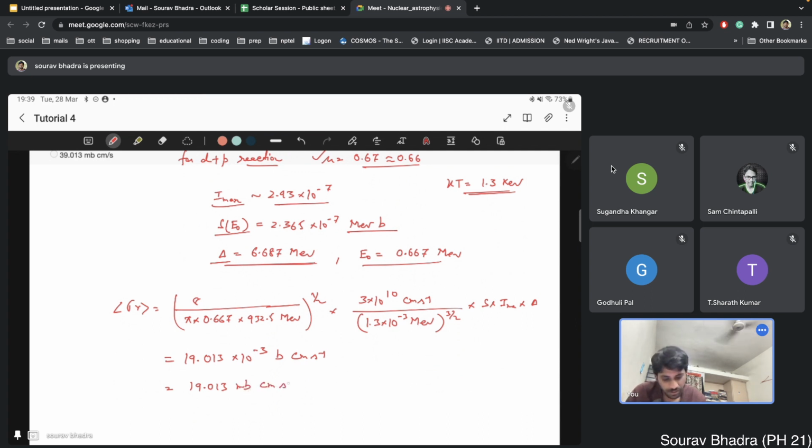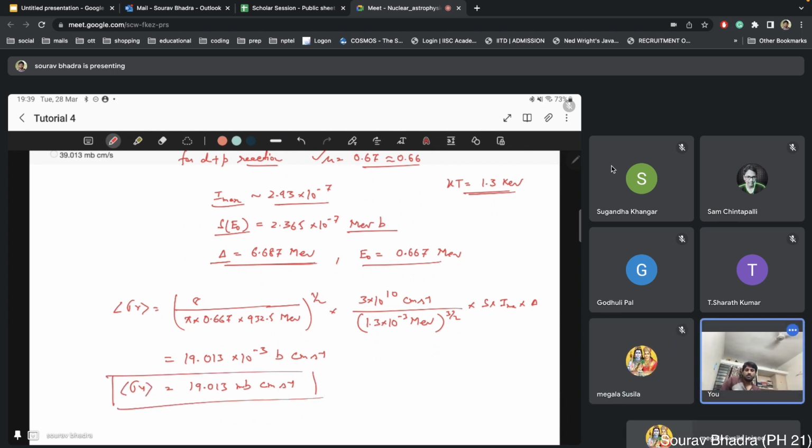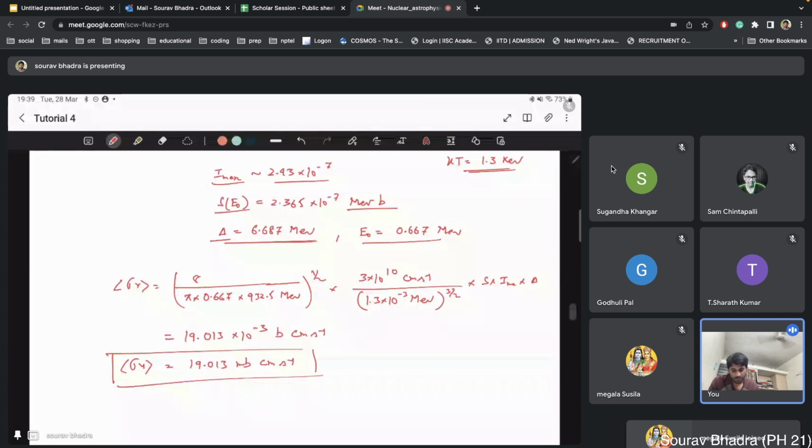That is your reaction rate. You can see sigma should have a unit of length square, v should have a unit of centimeter per second. By going through the dimensions or units also, we are correct. The sigma v will have the unit length square times length per time, that is length cube per time.